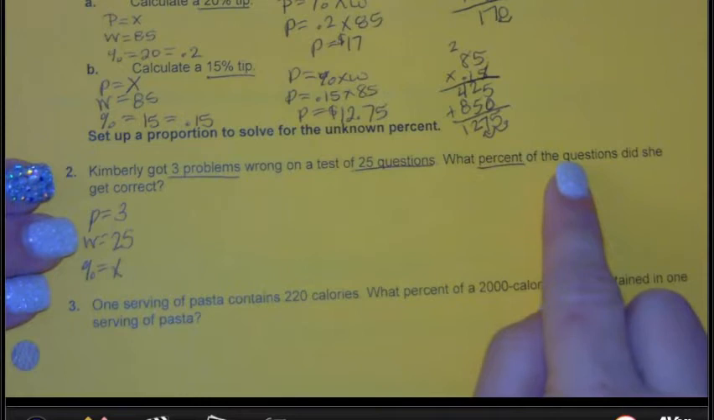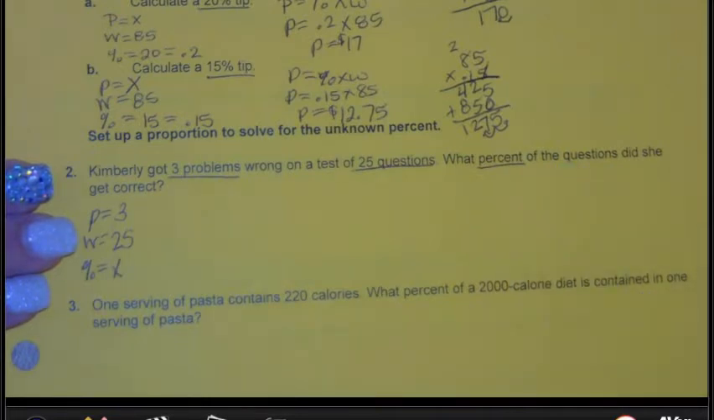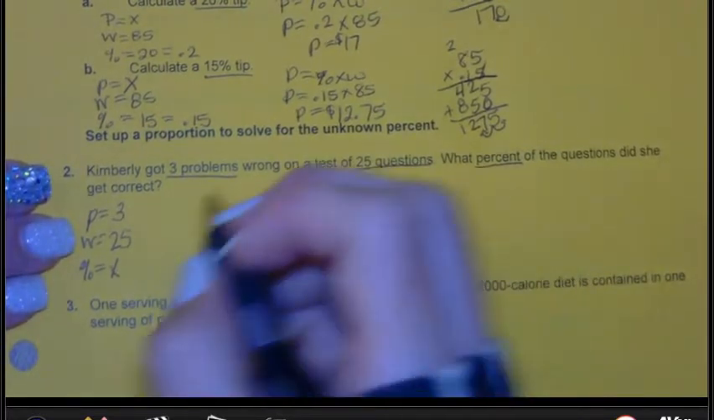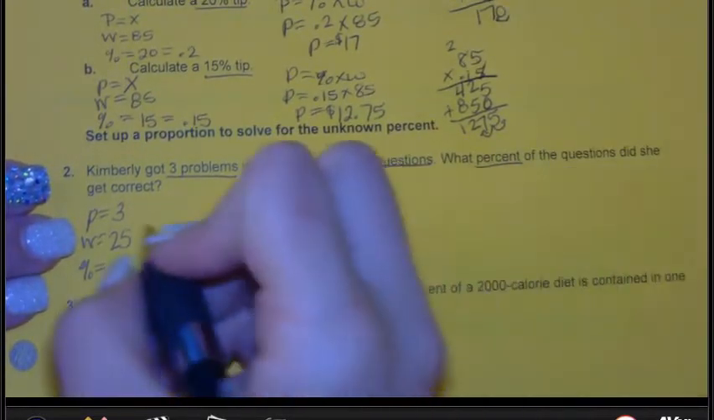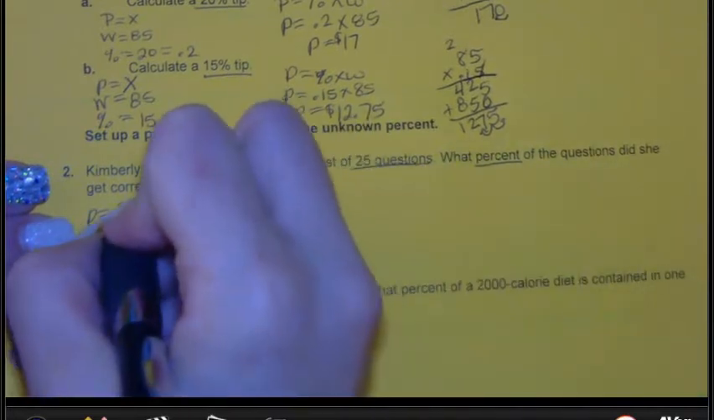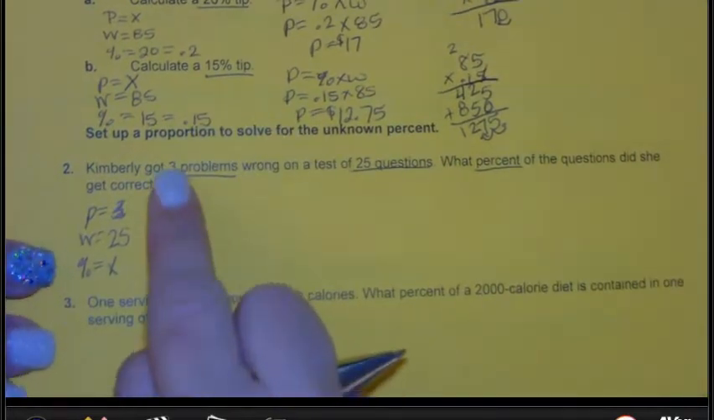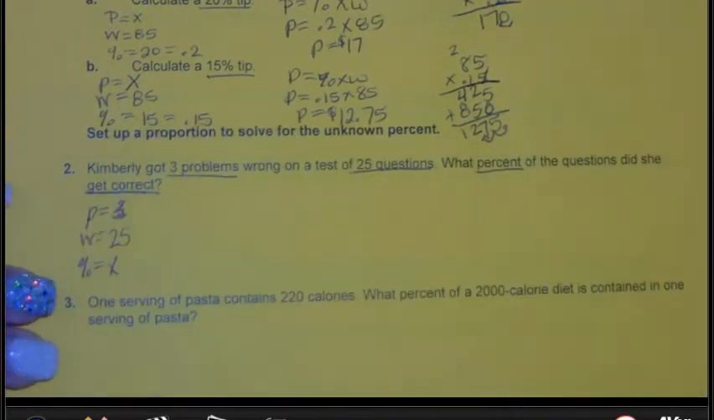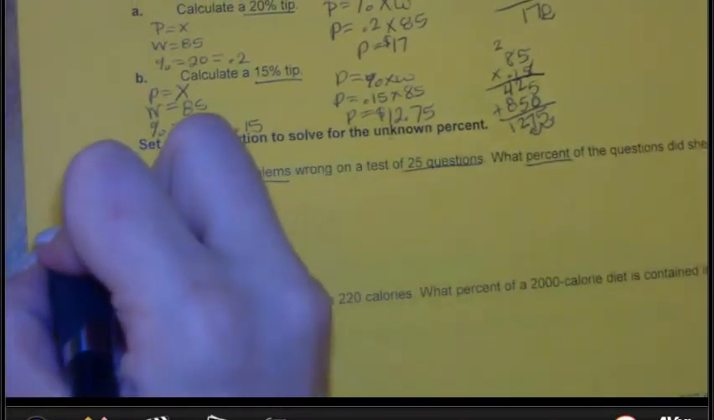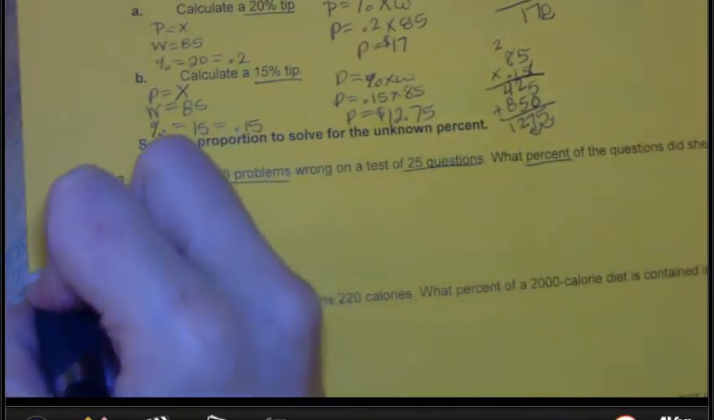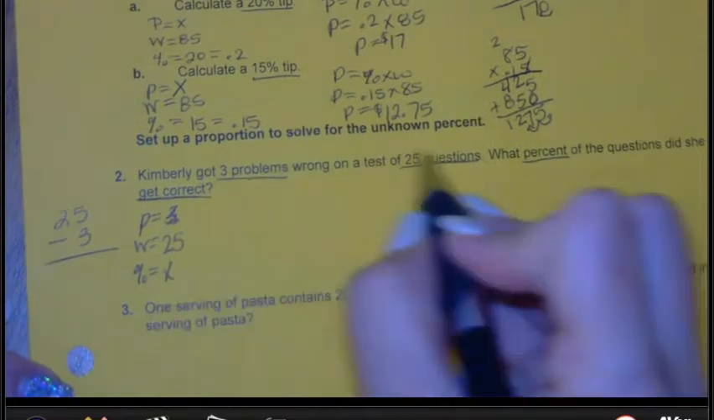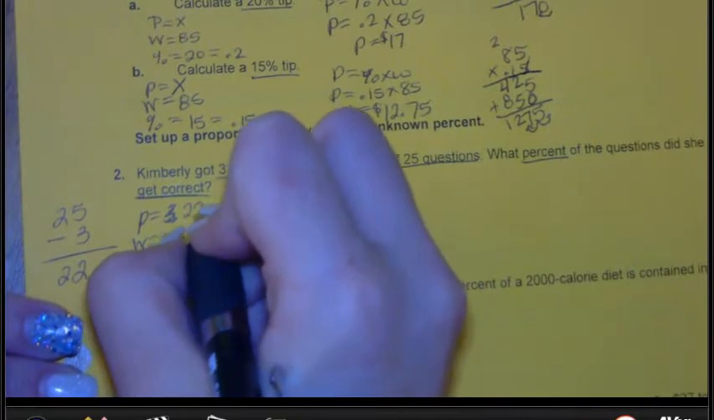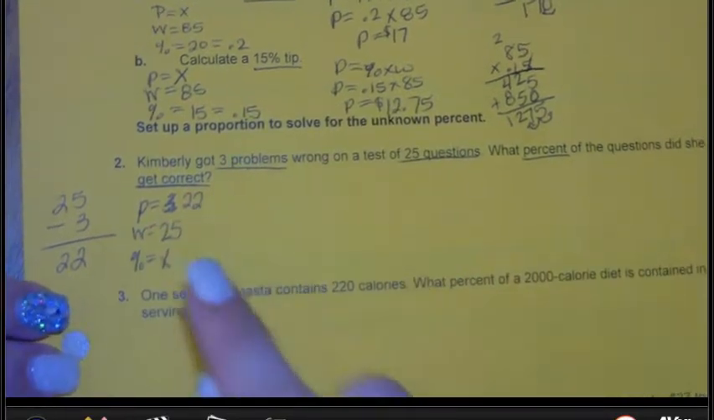Okay, so what percent of the questions did she get correct? Scratch that. Let me ask this question. She got 3 problems wrong on 25 questions. I want to know, what did she get correct? So how many questions did she get correct? So I'm going to do 25 minus 3 because she got 3 problems wrong on 25 questions. Meaning she got 22 questions correct. That's my part. Because I want to know what percent did she get correct.